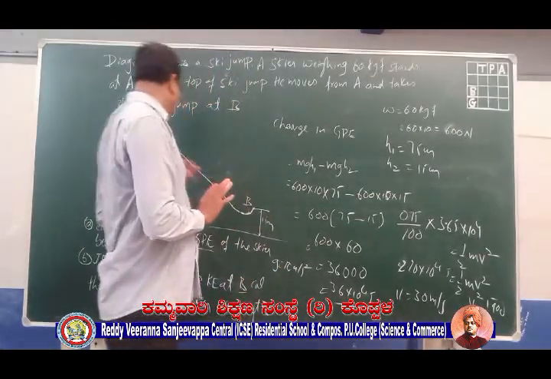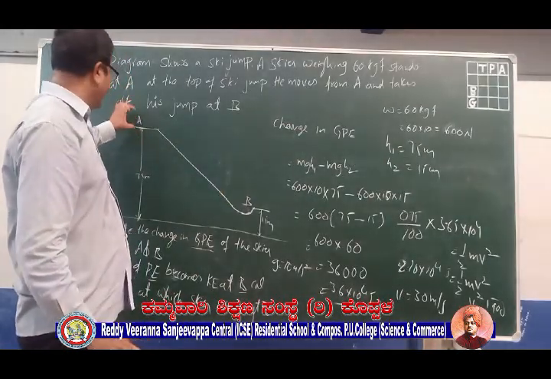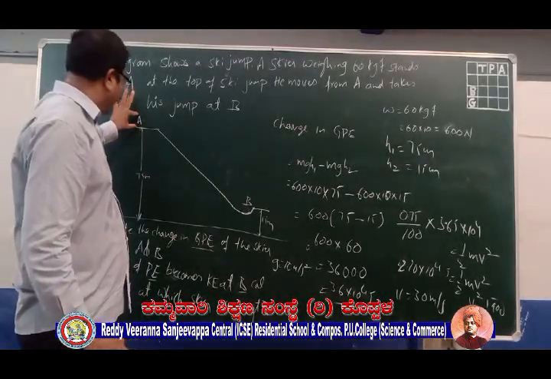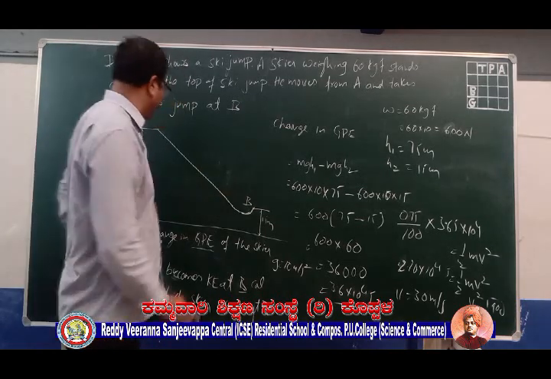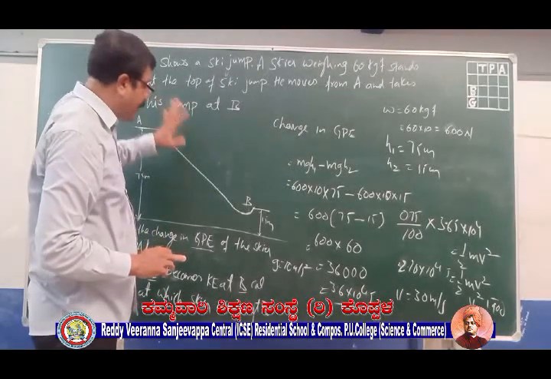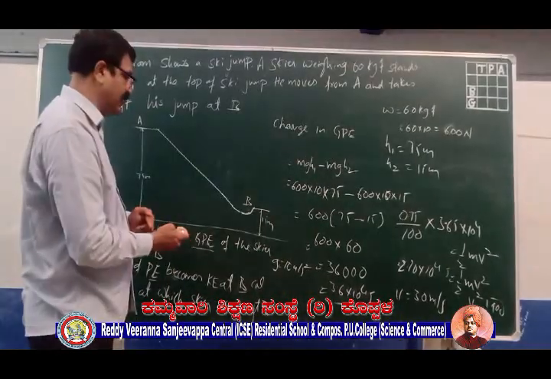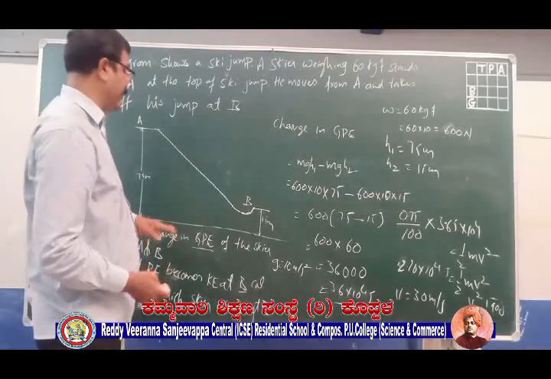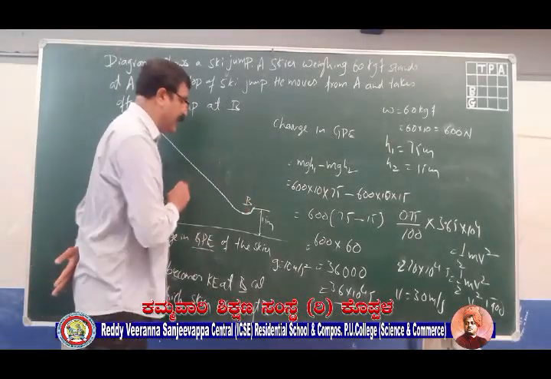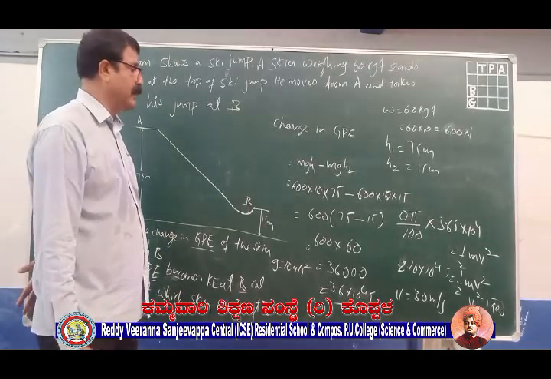So what you need to understand here, calculation part apart, he is running from 75 meter to 50 meter. There will be a change in potential energy, and if 75% of that change in potential energy is converted to kinetic energy, he is asking us to calculate the speed of the person. So the speed of the person, we are getting it as 30 meter per second.